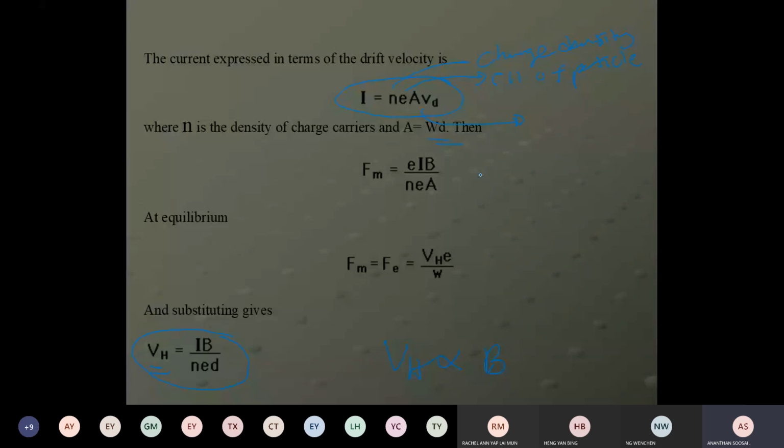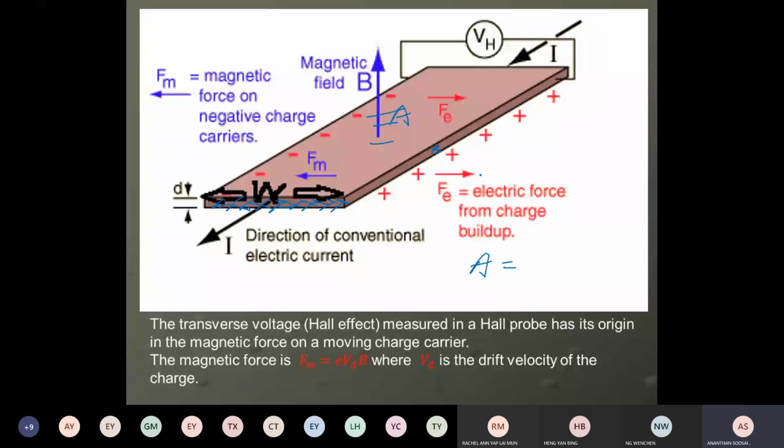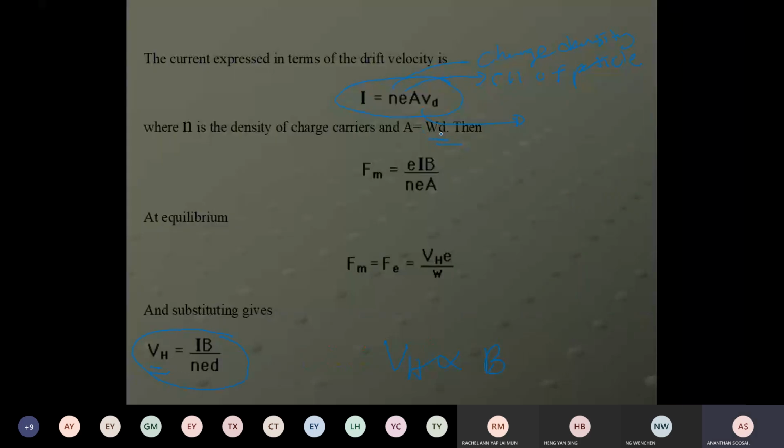A is WD, right? Go back to the diagram. You see, A is actually what? The width times the thickness, D. D times the width is your cross-sectional area, correct? W times D is your A. So A is W times D. Okay, go back. So A is W times D.